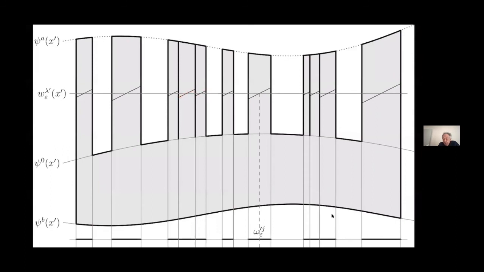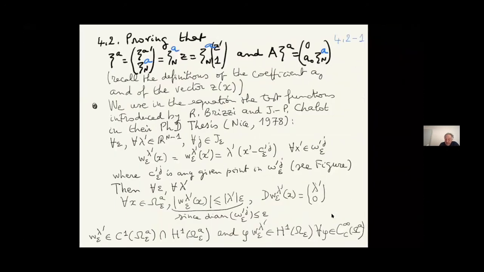But this is not a problem. This function has to be defined only in omega A epsilon and not in omega A. François, okay. We should stop. Okay, give me just the time to arrive at the end of this thing.